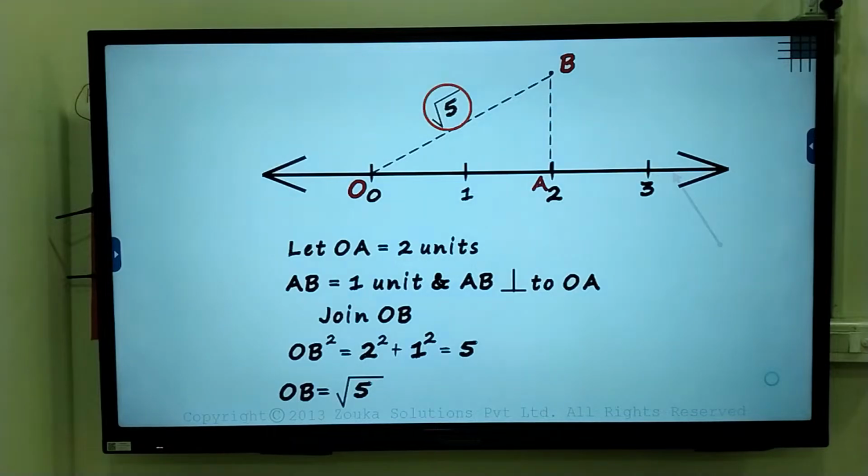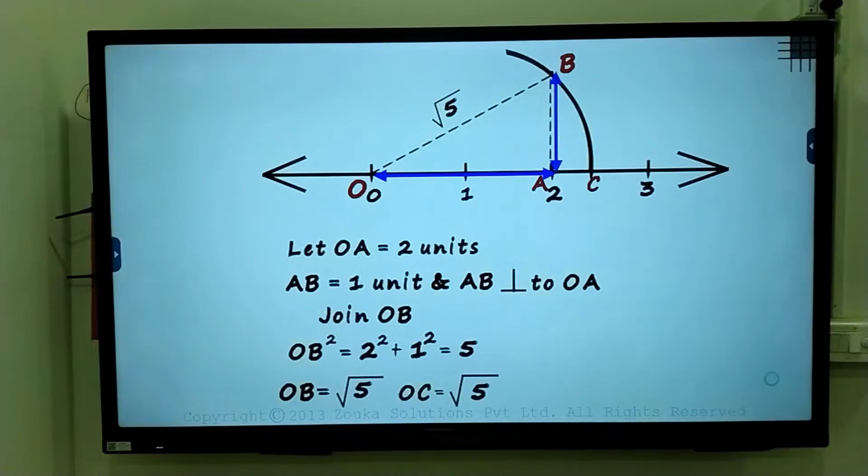But we need this root 5 on the number line. To get root 5 on the number line, we should keep the compass on point O, set it to length OB, and cut an arc like this, which meets the number line at point C. Since they are the radii of the same circle, OC will also equal root 5 units. This was very simple. We took the base as 2 units, the height as 1 unit, and transposed the hypotenuse onto the number line to get root 5 units.